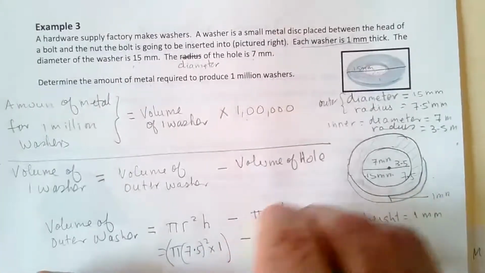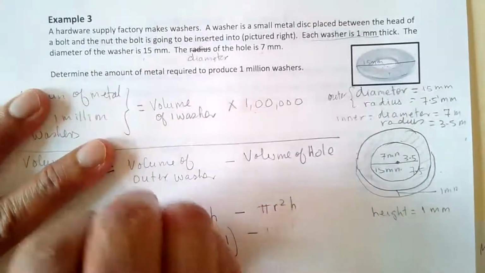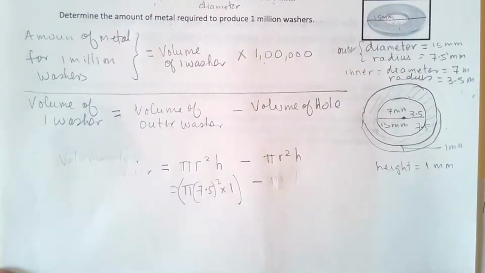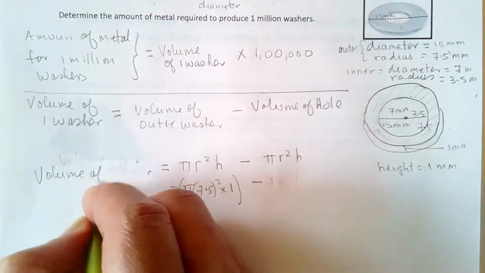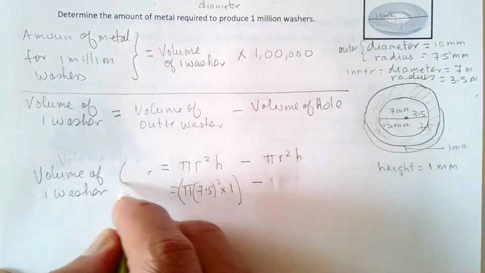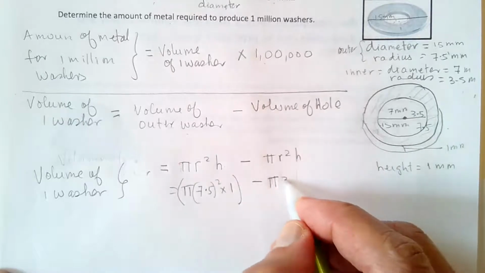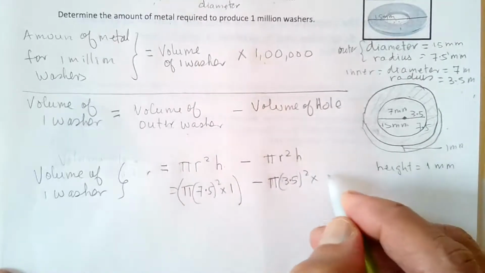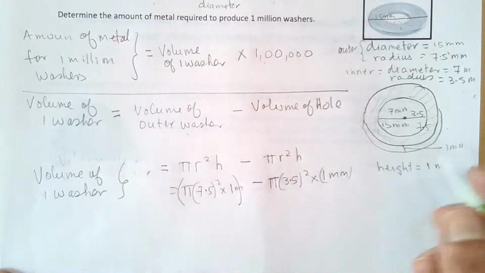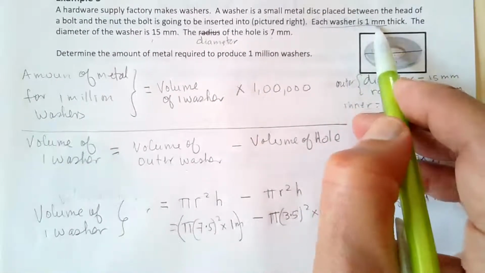Okay, let's look at the meter here. So I need to change this into volume of one washer. Just pi times the radius 3.5 times the height 1. Remember, the height is still 1 millimeter, mm. Because the thickness tells us it's 1 millimeter.